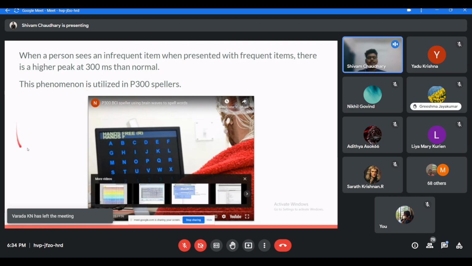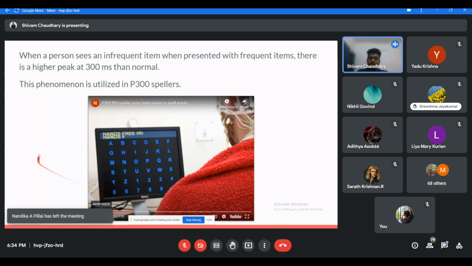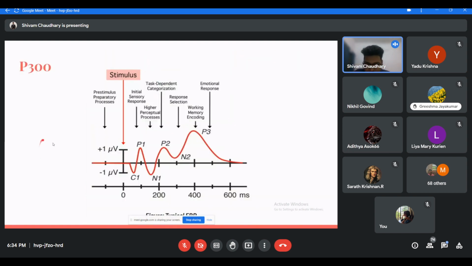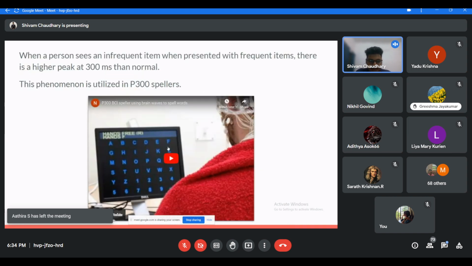So what's happening here is that I told you that we have a peak at P300, at 300 milliseconds after viewing something. When you see something that is very rare or something that is of interest to you, you will get a higher P300 peak, a P300 peak of higher amplitude, something like this. It'll basically have a higher amplitude.